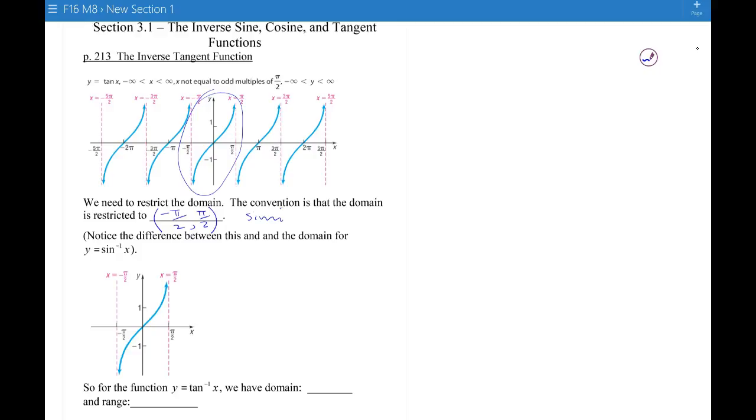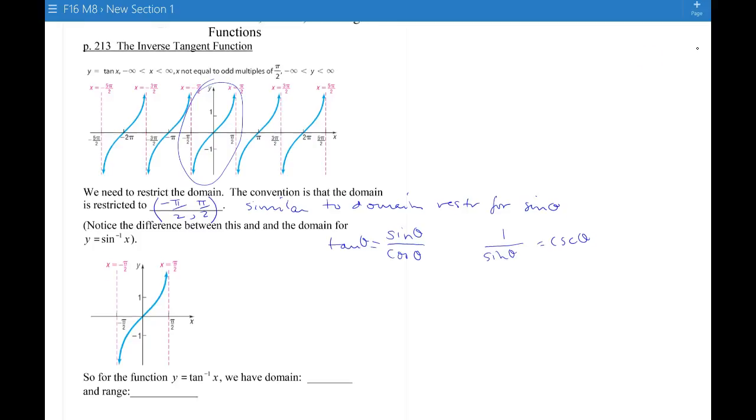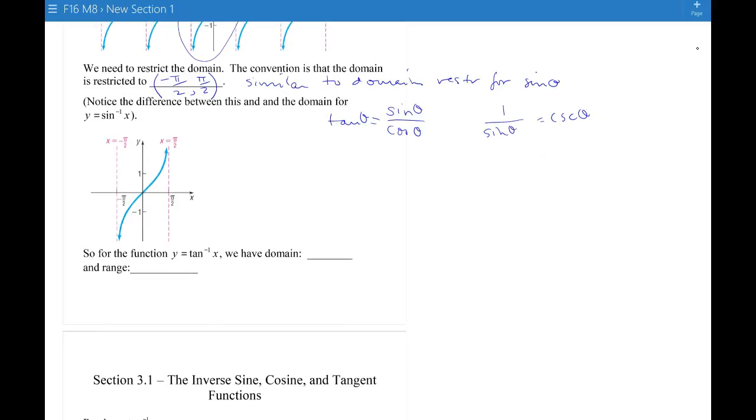But look at how similar it is to the domain restriction for sine. So how I remember these is sine and tangent are related since the tangent has the sine in the numerator. So the domain restrictions are very similar. And the reciprocal of sine is cosecant. So cosecant has a similar domain restriction. The endpoints can't be included because of the places where it's undefined. So it's almost the same as for the sine.